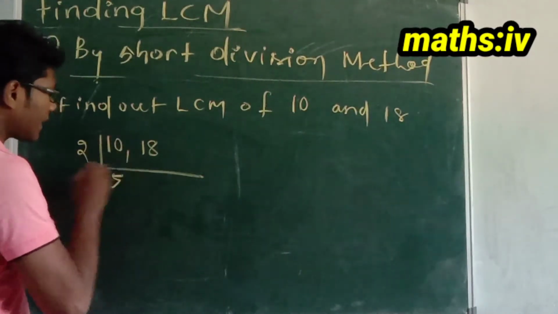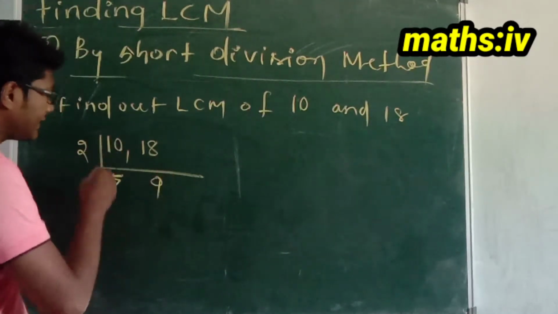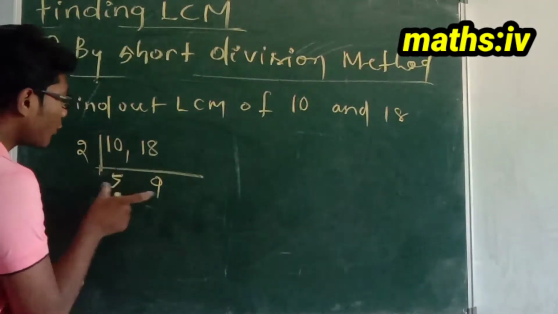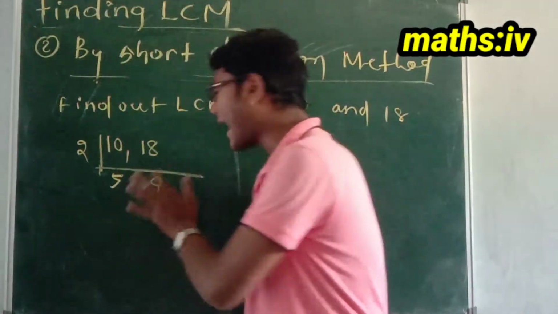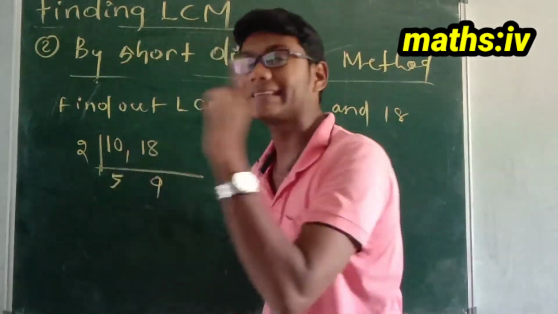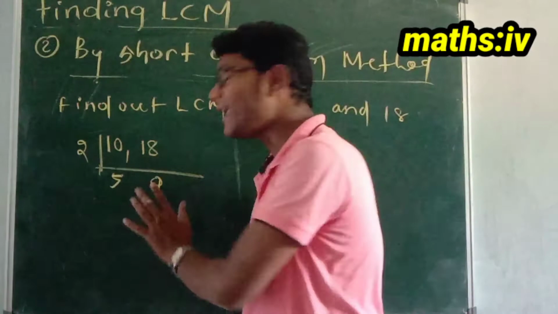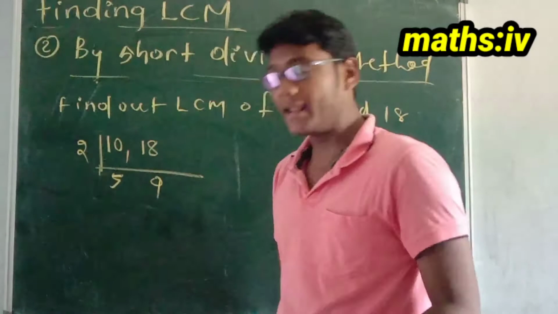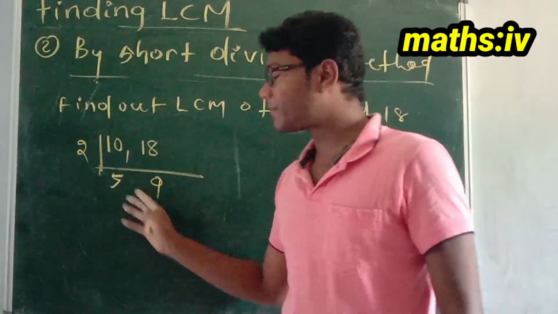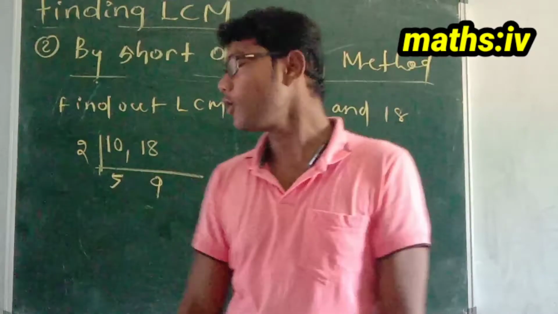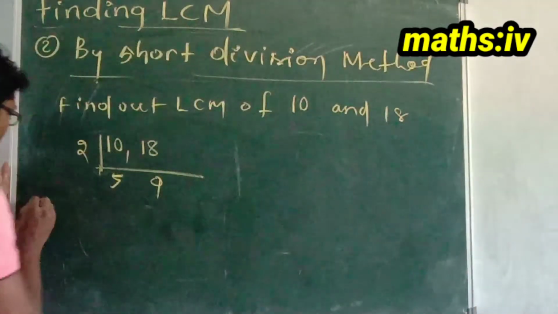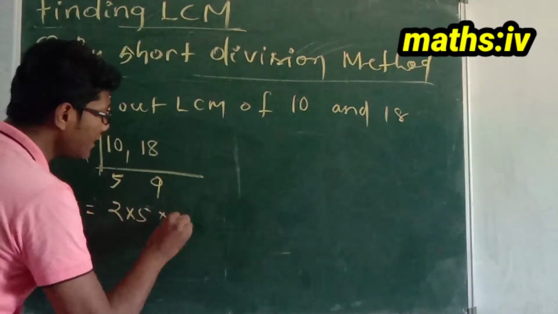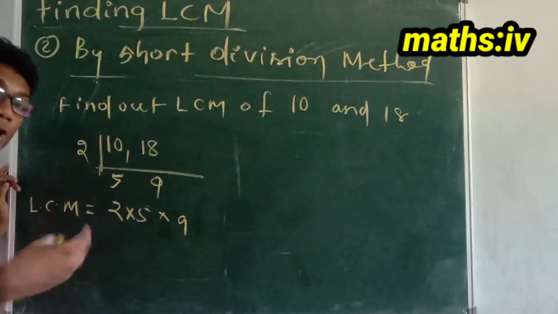So 2 multiplied by 5 is equal to 10. 2 multiplied by 9 is equal to 18. You know that, students, 5 and 9 are now co-prime, because they cannot be divided by a common factor. 5 can be divided by 5, but 9 can be divided by 3 or 9, so both of them cannot be divided by a single factor. So we have to leave it. Now what to do? The second step: LCM is equal to the multiplication of these things, 2 multiplied by 5 multiplied by 9, and you know that 2 multiplied by 5 is equal to 10.